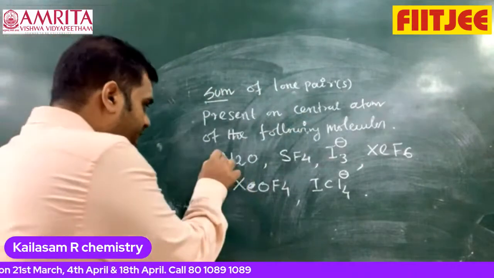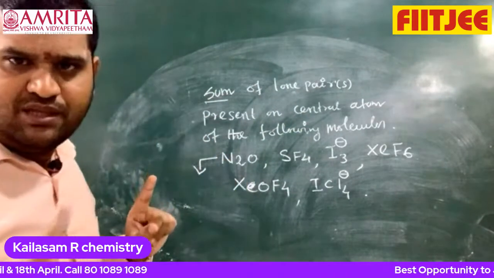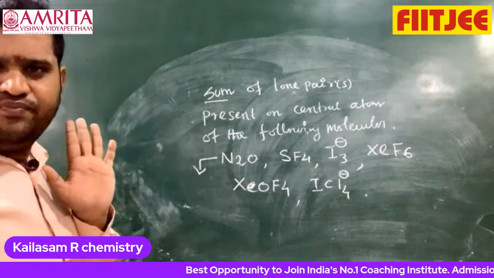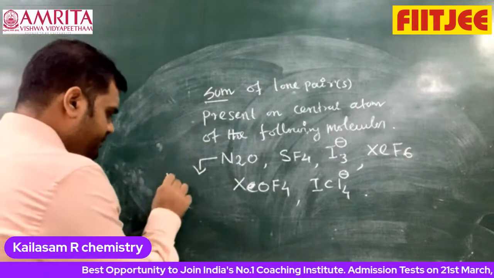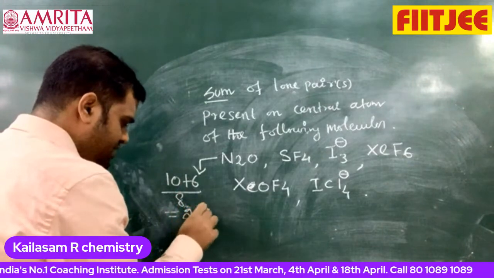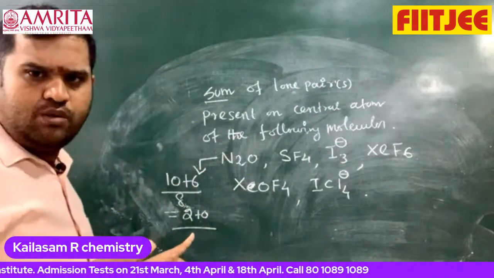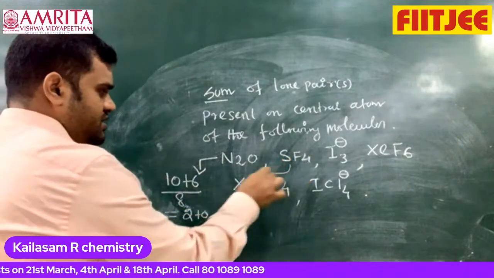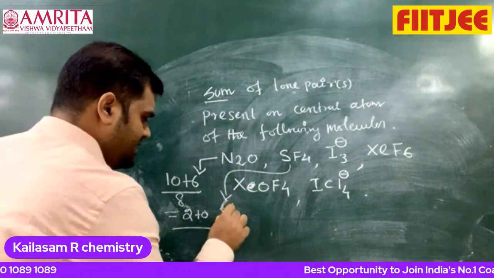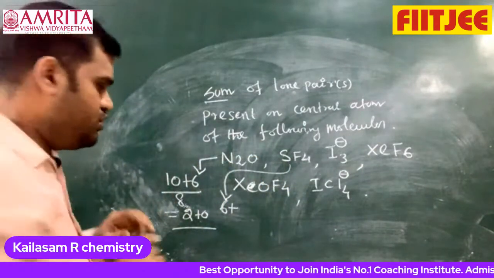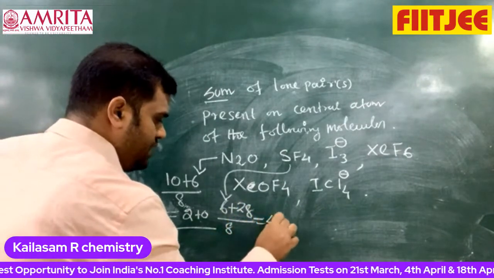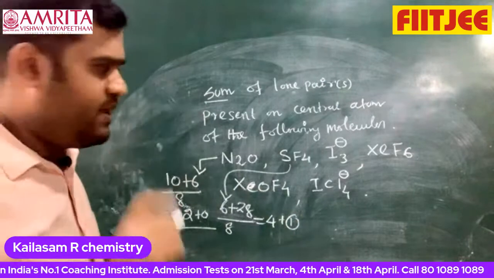First I am going into N2O. Go with my method, a very simple method. Find out the central atom; here nitrogen is the central atom. Two nitrogens are there: 10 plus 6 by 8, you get 2 plus 0, so no lone pair. Now SF4: sulfur is the central atom, 6 plus fluorine, we can say 28. 28 by 8 gives 4 plus 1, so we have one lone pair.